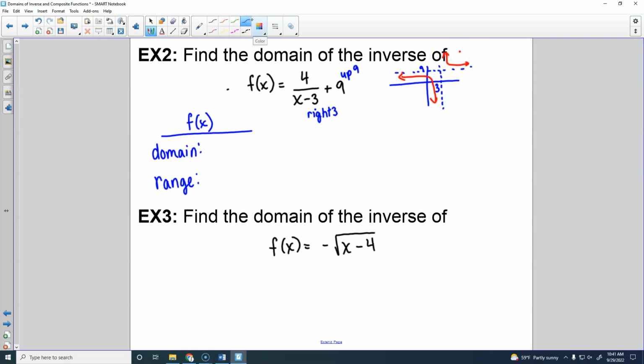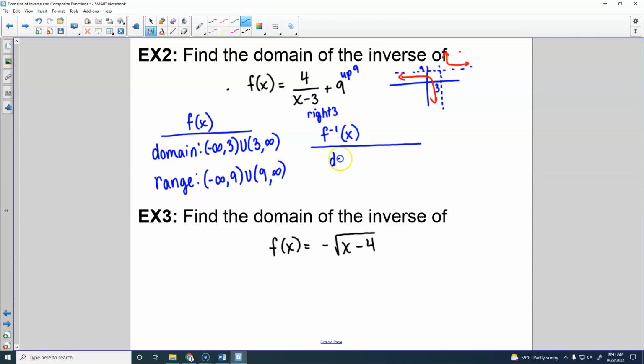All right, so for our domain, for this, we're thinking about what x values we cannot have. What x values can we not have? 3. So we would have negative infinity to 3 and 3 to infinity. Range would be negative infinity to 9 and 9 to infinity. So everything except for 9 there.